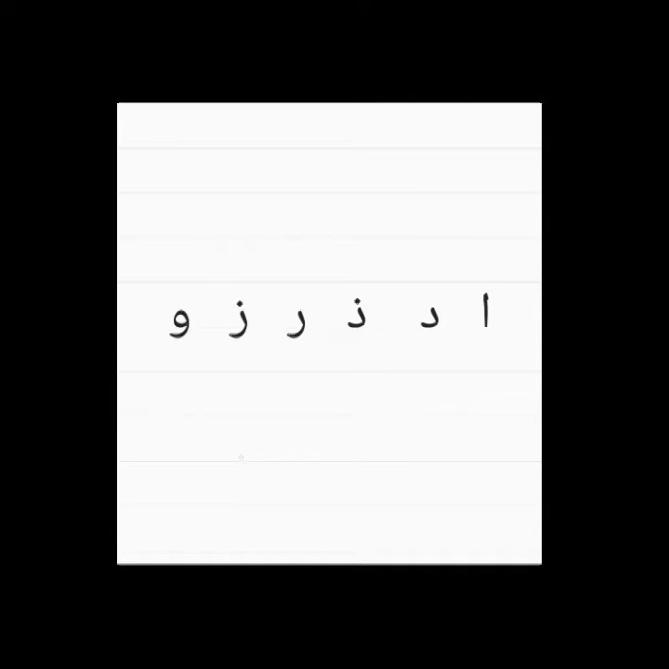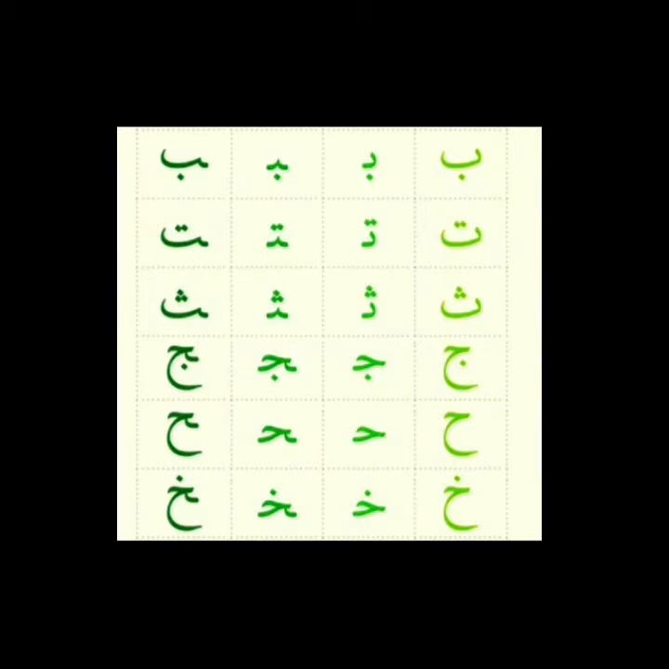In the previous lesson, we looked at 6 other letters, which were ba, ta, tha, jim, ha, and kha. We also looked at how these letters are shortened in order to join them into words. In Arabic, we write from the right-hand side to the left.